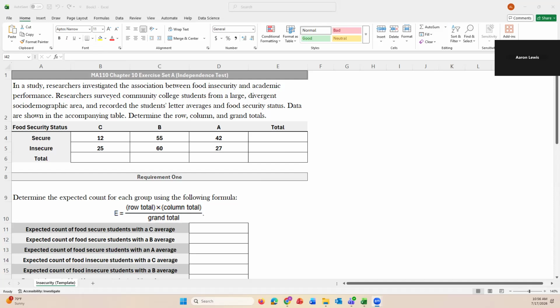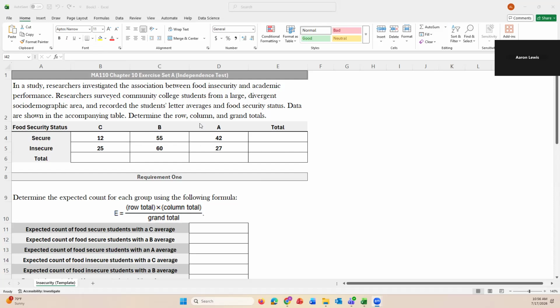So these researchers went and surveyed community college students from a large divergent socio-demographic area, and they determined, based upon the results of their interviews, what was the students' food security level and what was their accompanying final grade. So we've got a bunch of information over here. We've got one, two, three, four, five, six intersections. We have the number of students that said that they were food secure and ended up with a C average, food secure and ended up with a B average, and food secure that ended up with an A average. And then underneath, we have the amount of students that said that they were food insecure that ended up with a C, B, and A average, respectively.